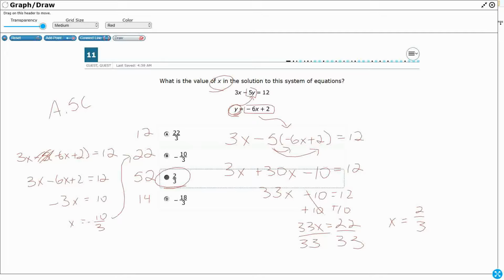So there are some students still struggling with substitution and realizing that that coefficient, that negative 5, needs to be multiplied by everything on the inside. And it doesn't just disappear when you substitute in that other equation for y. This was our 23rd most difficult item on the test. So kind of right in the middle of a 50-item test, slightly on the harder side.